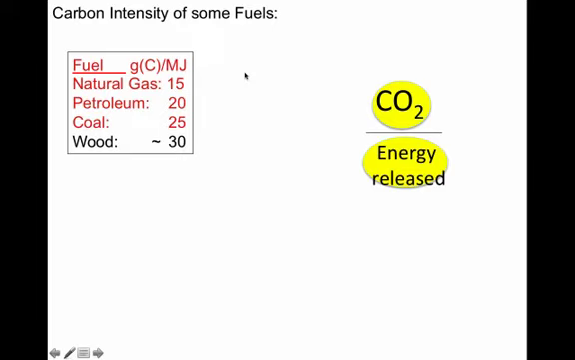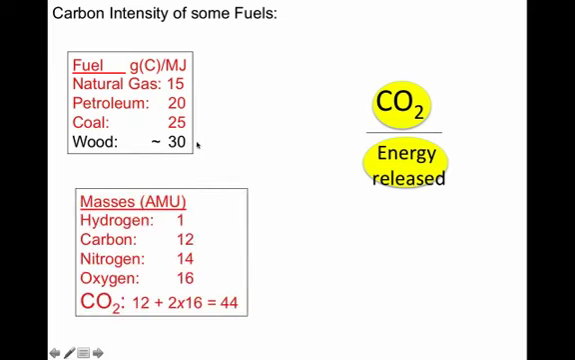And so if you're burning something, you realize natural gas is not so good. You get 15 grams of carbon. But petroleum is way worse. You get 20 grams of carbon. Coal is worse still, and wood is the worst. So let's take a look.